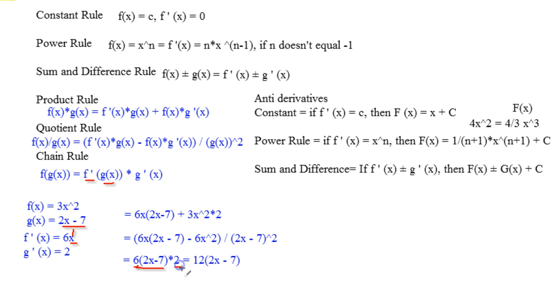Now the second part is just the derivative of the inside function, which is g of x, which would be just 2. So that's where I get the 2 from, and I just multiply them together, and that's it. Okay, so that would be the chain rule of this bad boy right here. Okay, all right, that's it for all the rules of derivatives and antiderivatives that are in the beginning.